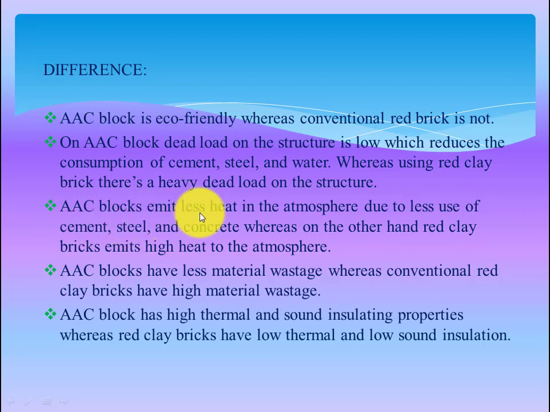AAC blocks emit less heat into the atmosphere due to less use of cement, steel and concrete, whereas on the other hand, red clay bricks emit high heat to the atmosphere. AAC block has less material wastage, whereas conventional red bricks have high material wastage. AAC block has high thermal and sound insulating properties, whereas red clay bricks have low thermal and sound insulation.